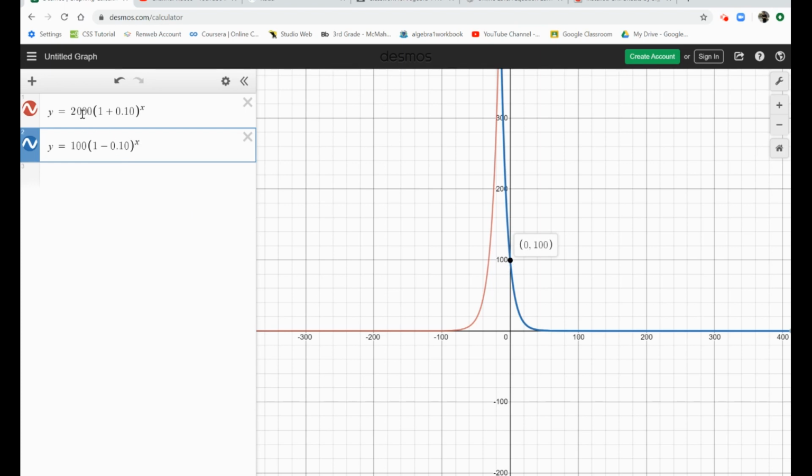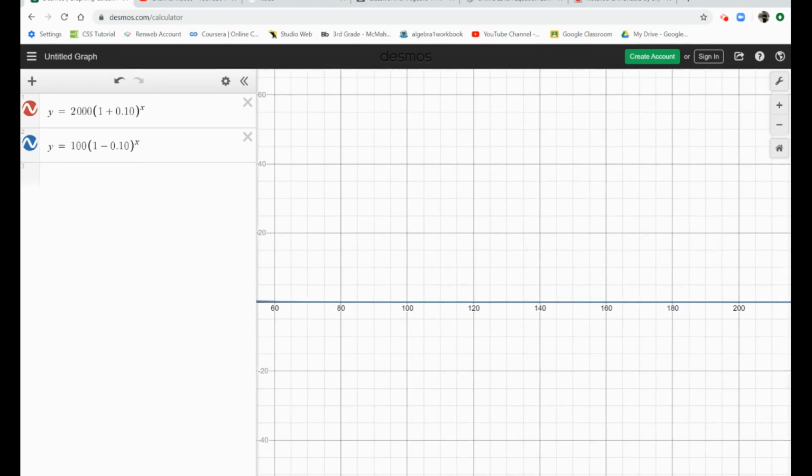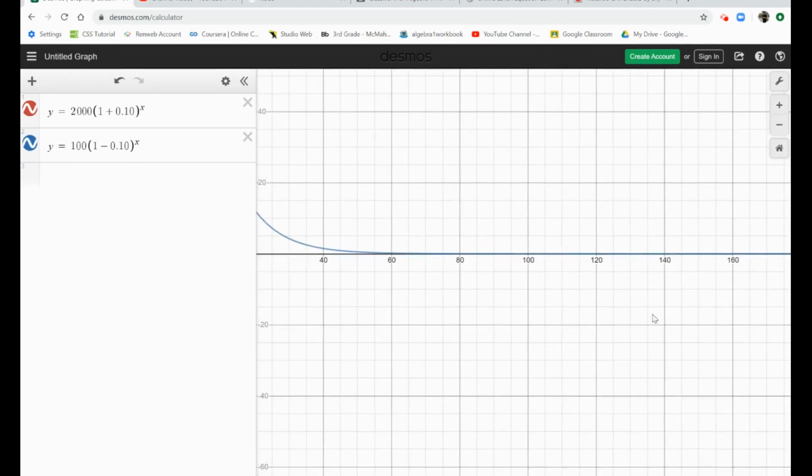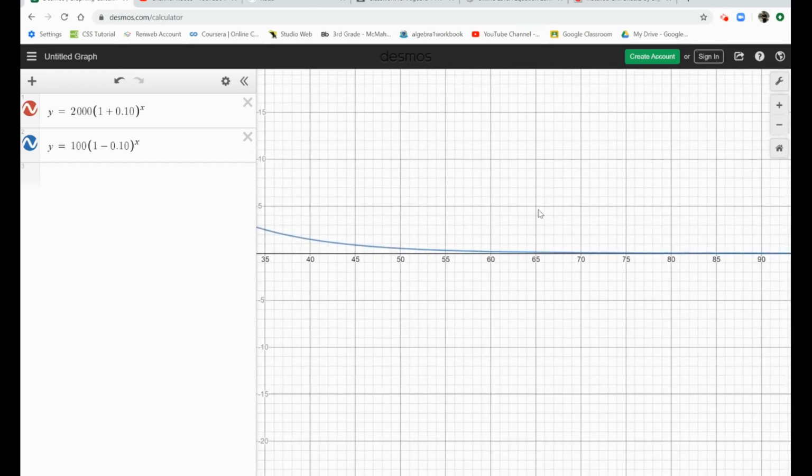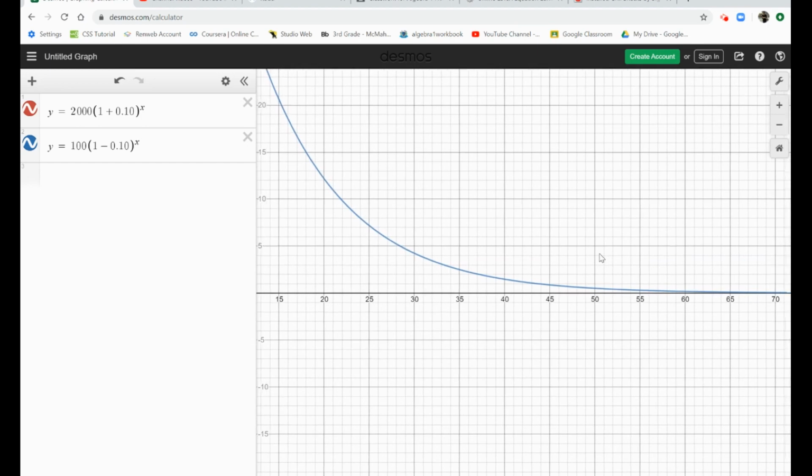The starting value here will be the y-intercept, 2,000 for one and 100 for the other. Because it's a decay function, it's getting smaller. In this case, it's approaching the x-axis. But if we zoom in, you would actually see that it never actually reaches the x-axis. It just gets closer and closer. But it never actually touches the x-axis.